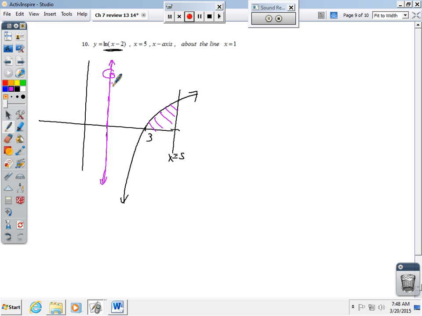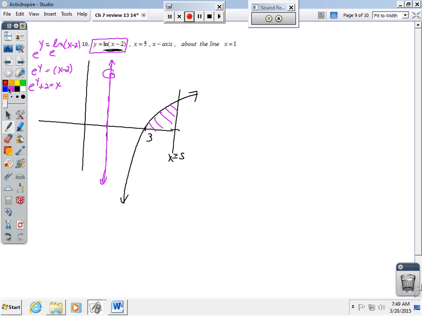If you do right minus left, and you're going to do a washer problem, you would have to put this in terms of y, so getting it as x equals. Now you could do that, but to solve for x, you'd have to exponentiate both sides. And if you do that, you'd get e to the y is equal to, the e to the ln undoes, they're inverses, so that would just give you x minus 2. And if you solve for x, it would be e to the y plus 2 is equal to x. I just wanted to show you that.